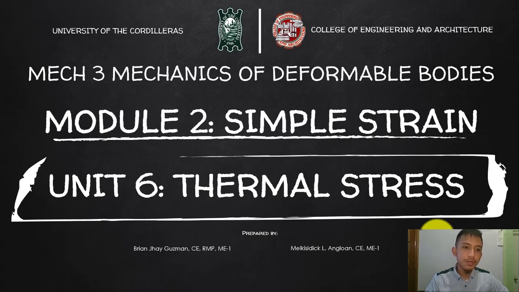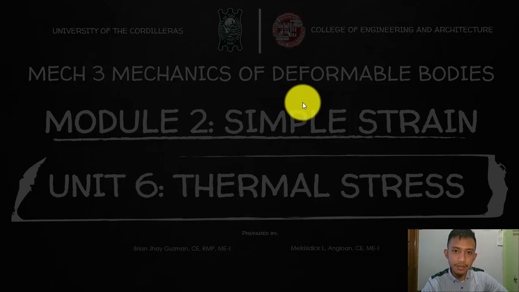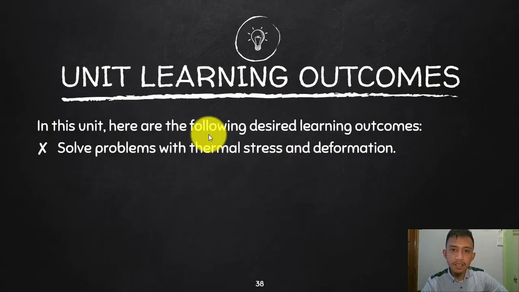Okay, so this is your Unit 6 for Simple Strain, your Module 2. Our Unit 6 is thermal stress. This is now all about thermal stress. If you say thermal, that literally means by or because of temperature. We are talking about temperature here, so it is a stress due to temperature. In this unit, we are going to solve problems regarding thermal stress and deformations.